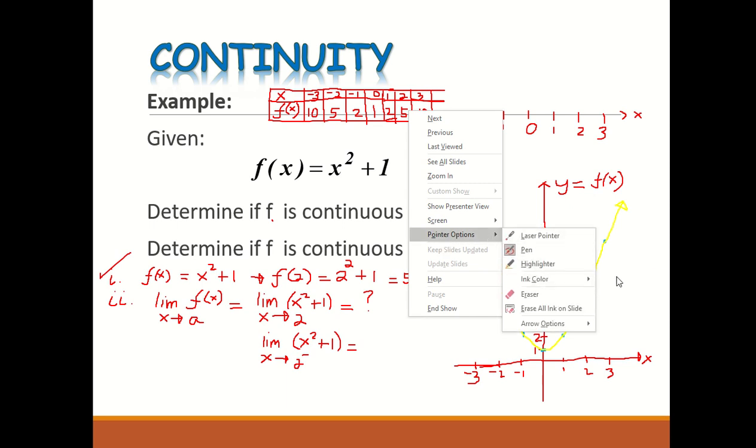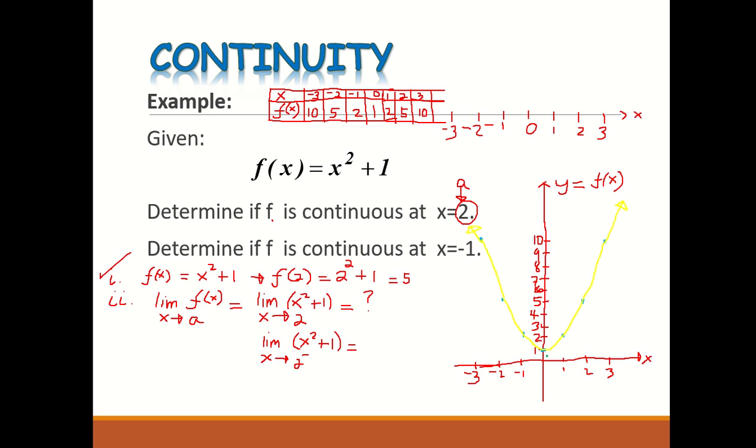Okay, so we need to trace the graph from the left towards the values of x that it approaches. In this case, the problem is to determine if the function f is continuous at x equal to 2. So where is our x equal to 2?